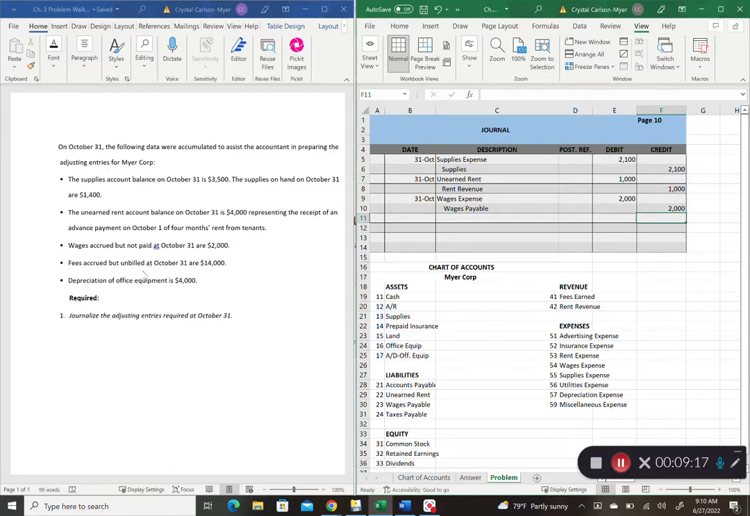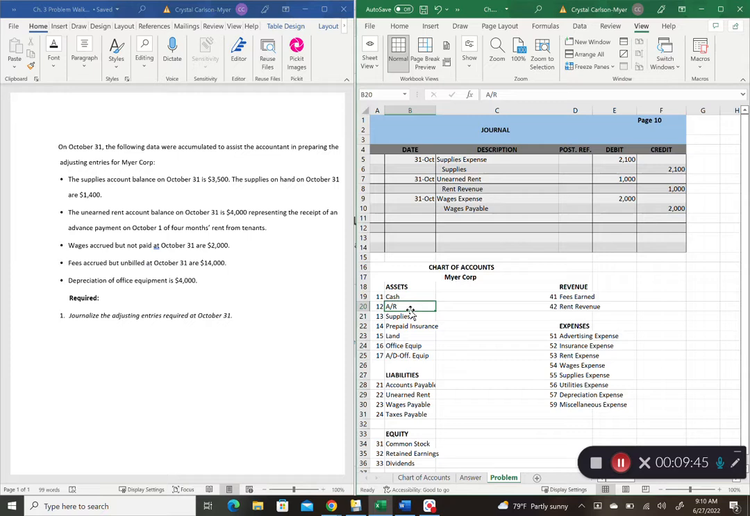Fees accrued but unbilled at October 31st are $14,000. So we have provided a service, and we can record a revenue. So our revenue is going to be fees earned. So you credit revenue to increase your revenue. So we know what our credit's going to be, but we're wondering what our debit is because we haven't billed them yet, which means we haven't gotten paid. Anytime you have earned money but you haven't gotten paid yet, you're going to record an accounts receivable.